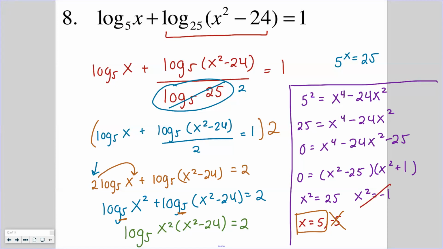Also, why did we cross out log base 5 of 25 and write 2? Okay, so log base 5 of 25, what is that equal to? Well, that in exponential form would look like this, right? 5 to what power is equal to 25? That is 2. So that's where the 2 comes from. It just equals 2.